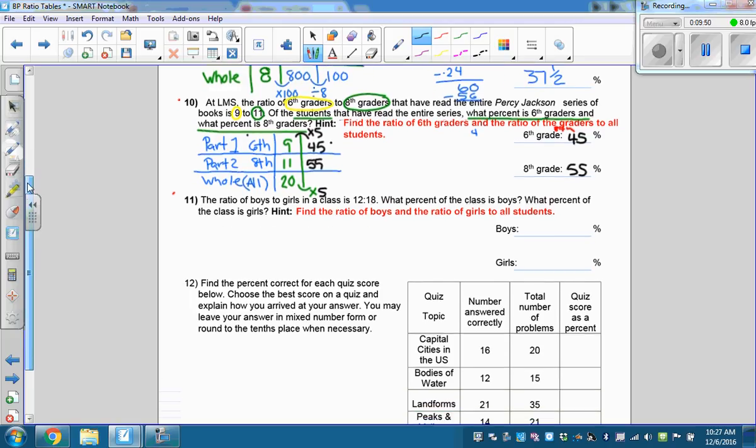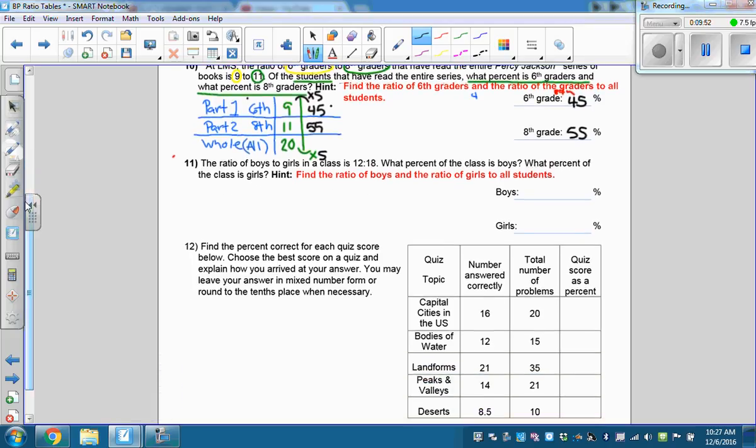This last problem, the ratio of boys to girls in a class is 12 to 18. So again, there's two populations. What percent of the class is boys? What percent of the class is girls? So the hint is find the ratio of boys and the ratio of girls to all students. There's two populations.